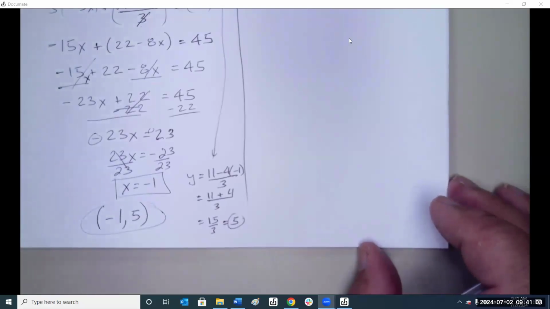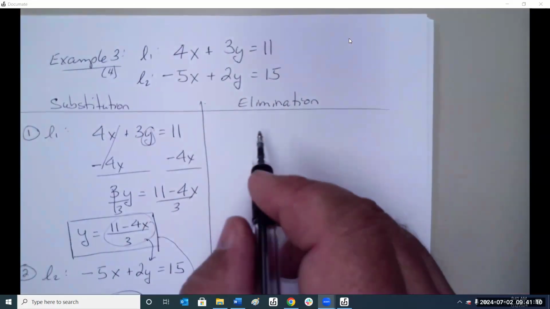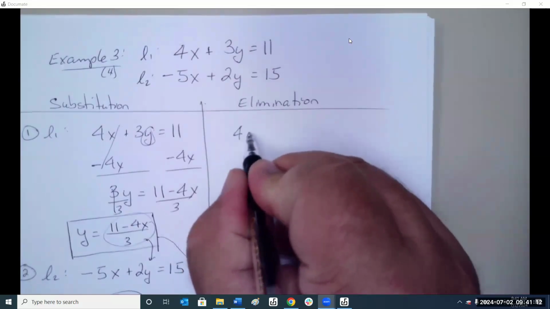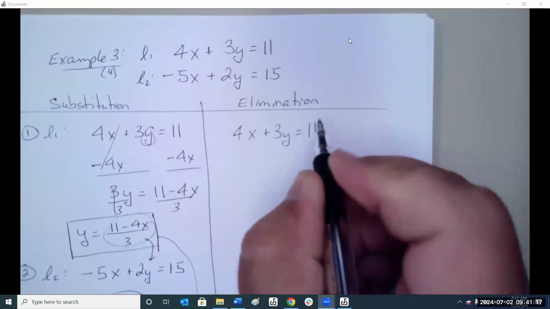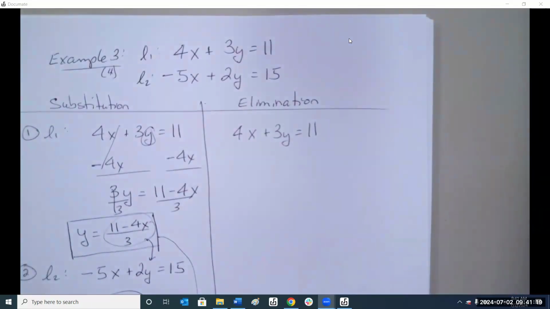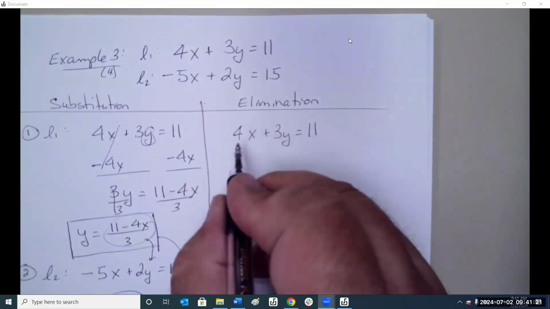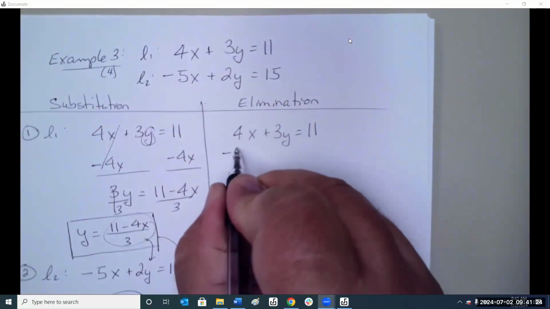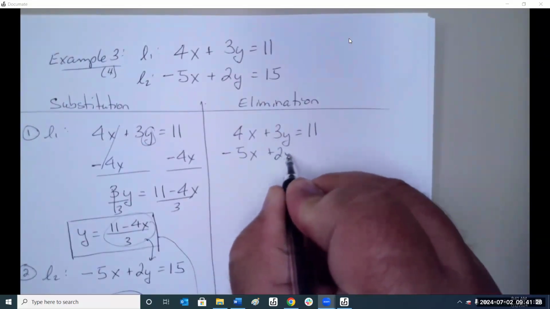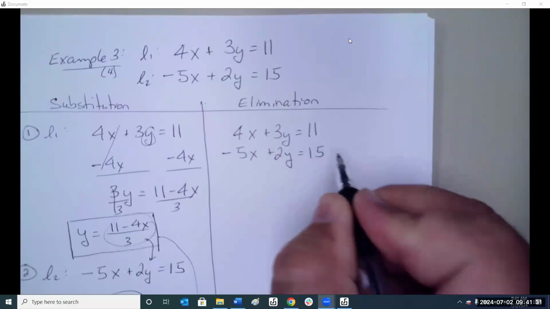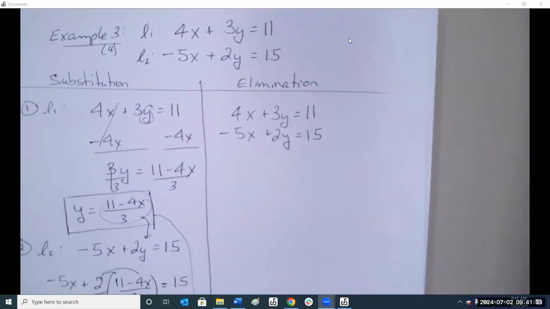So that's substitution. A lot of work. Let's try elimination. So, first step, they're both in standard form. Put the other equation down. Now comes the hard part. Which variable do you want to eliminate?